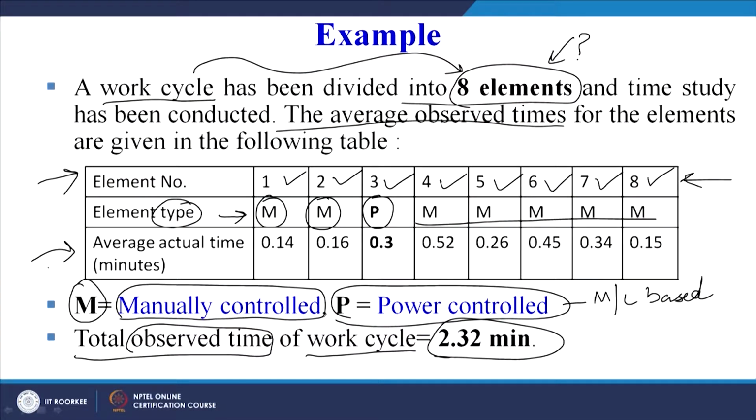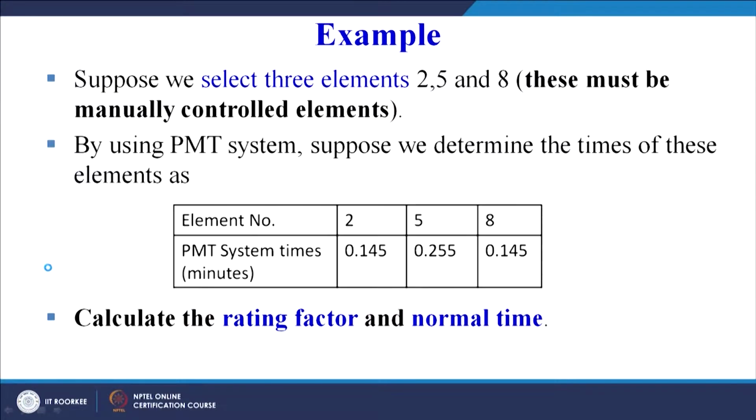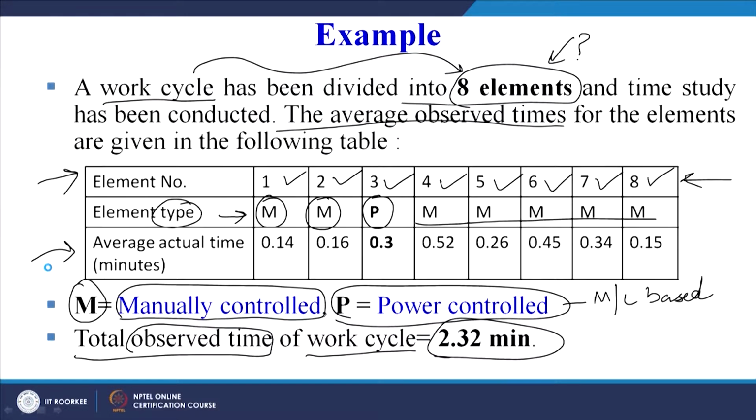And total observed time is given as 2.32 minutes. Now what do we need to do in this problem? Suppose we select 3 elements. So let us go to the previous slide. Which elements are we selecting? We select element number 2, element number 5, and element number 8. So 3 elements are selected.